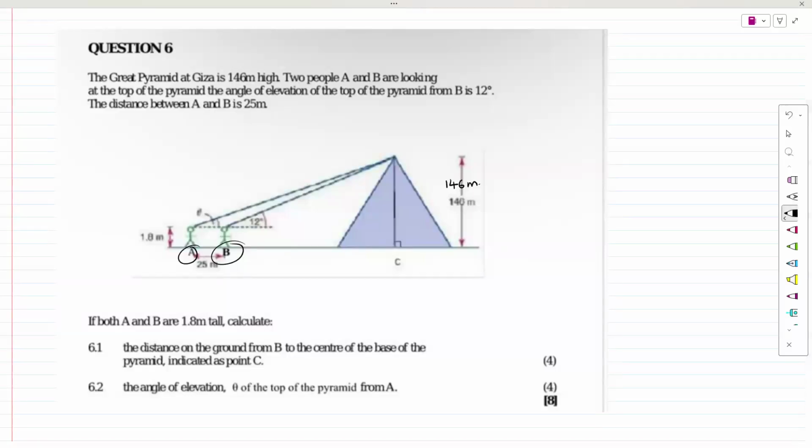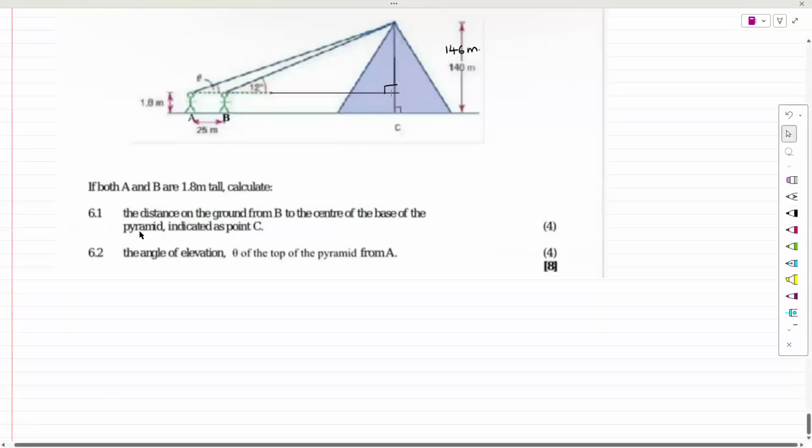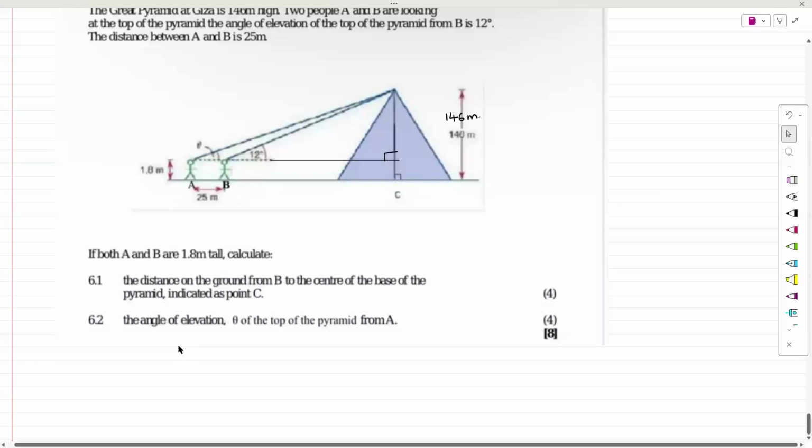Looking at the top of the pyramid, the angle of elevation from B is 12 degrees, so we can draw that line all the way to the top. The distance between A and B is 25 meters. Both A and B are 1.8 meters tall. They want the distance on the ground from B to the center of the base of the pyramid, indicated as C.